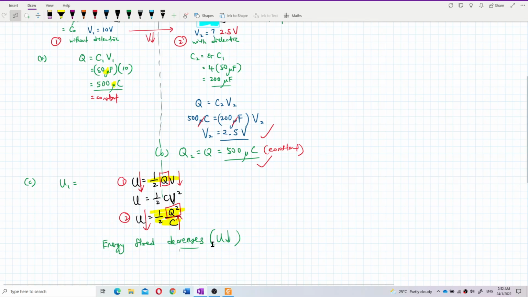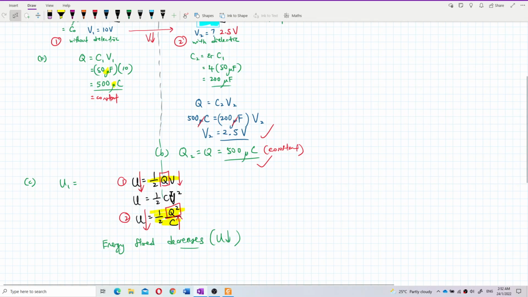But when you answer this question, after you mention energy stored decreases, you must show the proof. You can either show this formula or this formula. You always prove by formula. Say which one is constant. The charge is constant, but the voltage decreases, so the energy stored decreases. You should give a formula as a proof, understand? Or you also can calculate the value to show the real proof.